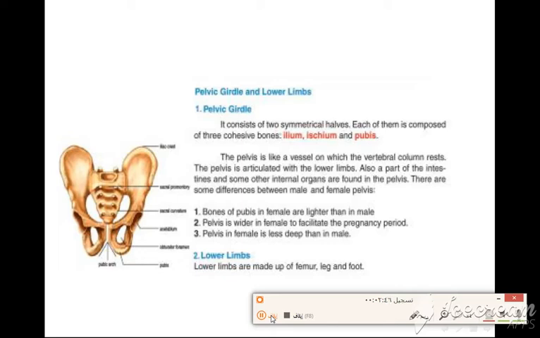There are some differences between the male and female pelvis, such as bones of pubis in female are lighter than in male, and pelvis is wider in female. Why? To facilitate the pregnancy period. Pelvis in female is less deep than in male. Lower limbs are made up of 3 parts: femur, leg, and foot.